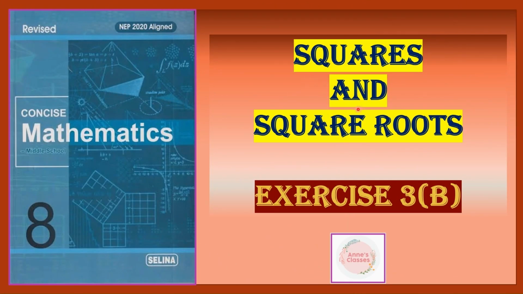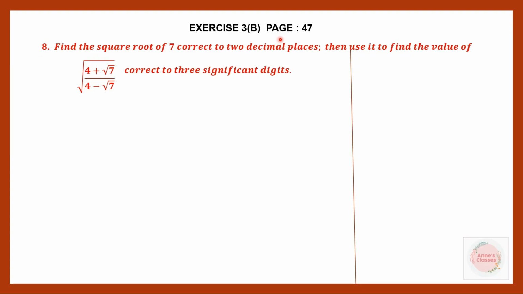Let's do squares and square roots exercise 3B. We are on page number 47 and we are doing question 8. Find the square root of 7 correct to 2 decimal places. Then use it to find the value of this correct to 3 significant digits. Now we need to do this carefully.